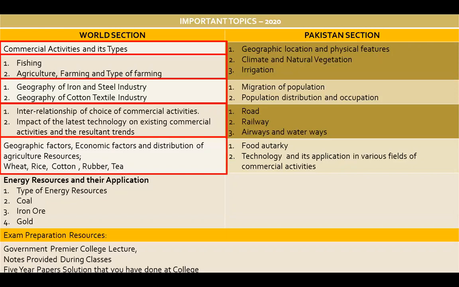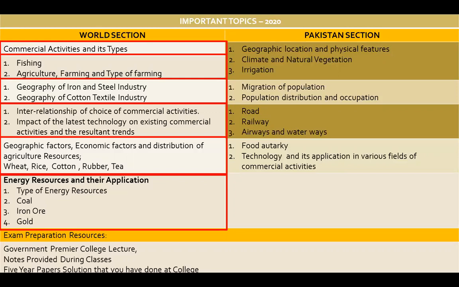Then we have geographic factors, economic factors, and the distribution of agricultural resources. Here we have wheat, rice, cotton, rubber, and tea, so any question may come from that area as well. So how many topics do they have? One, two, three, four, five, and the last one, topic number six, energy resources: their application and types, such as coal, iron ore, and gold.